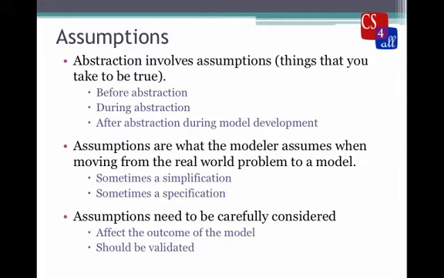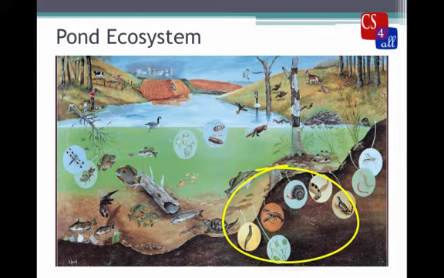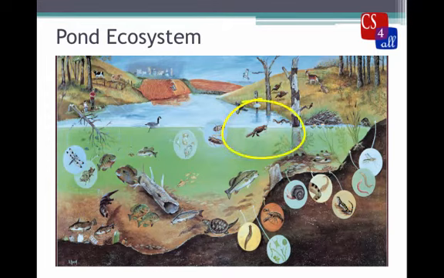Assumptions need to be carefully considered because they affect the outcome of the model. And if the model is really important, then those assumptions should be validated. Here's a picture of a pond ecosystem. There are a lot of things involved in a pond ecosystem, as you can see. We have everything from microorganisms and snails and slugs and salamanders. We have insects, fish, beavers, and snakes. There are a lot of animals involved in the water itself.